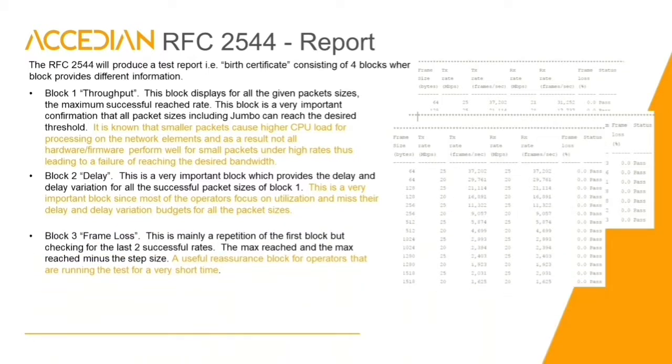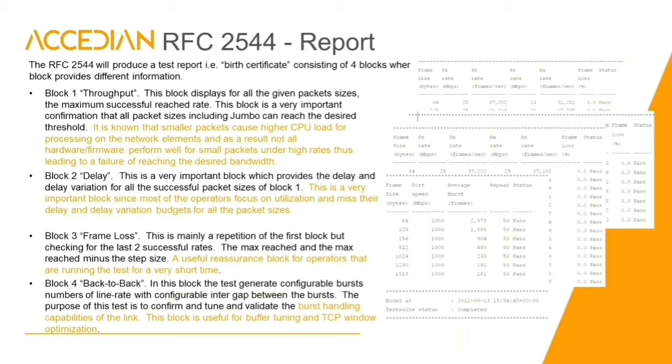Third block, which is the frame loss. This is mainly a repetition of the first block, but checking for the last 2 successful rates, the max reach and the max reach minus the step size. This is a useful block. It's considered a reassurance block for operators that are running the test for a very short time. So to make sure this is not an accidental success at the maximum rate, we use the maximum rate and go back to maximum minus step size.